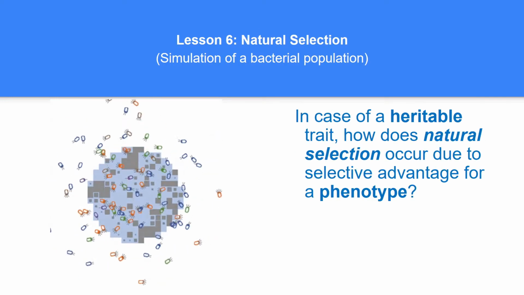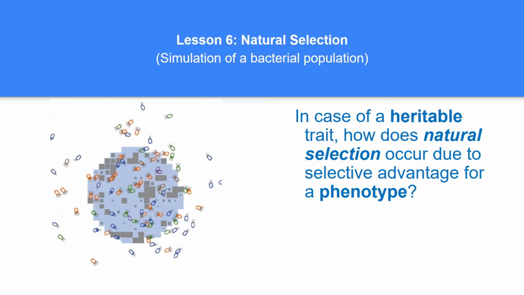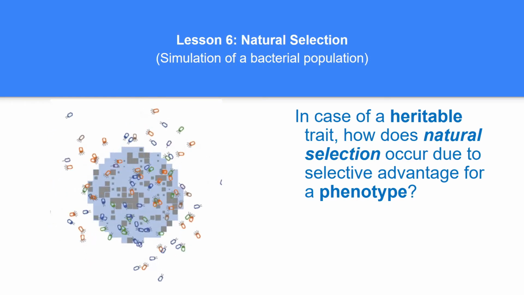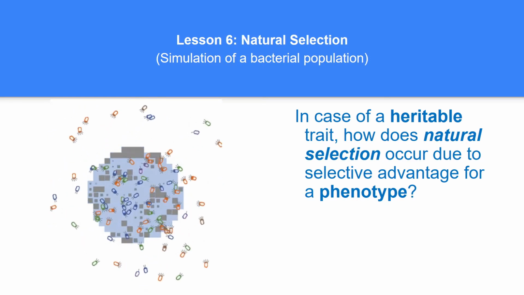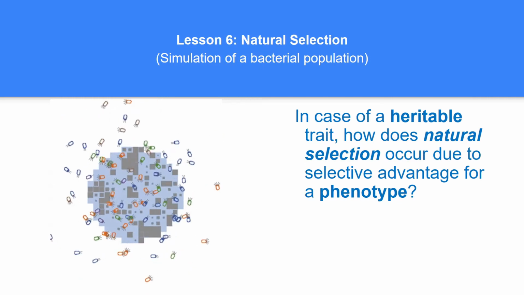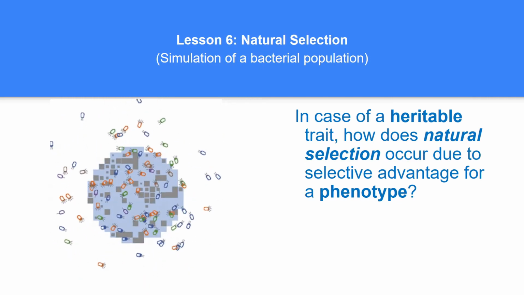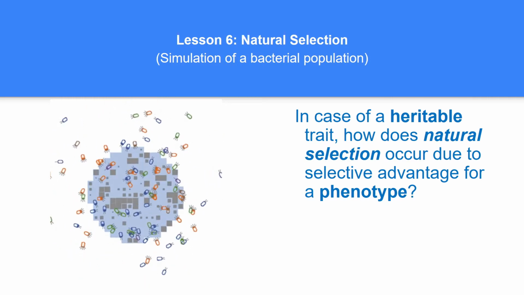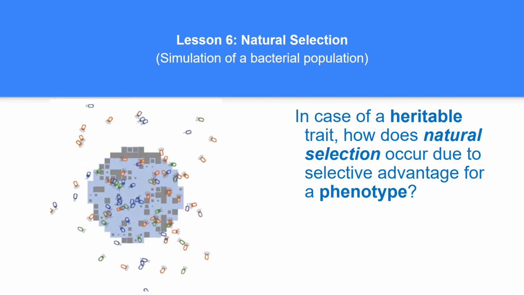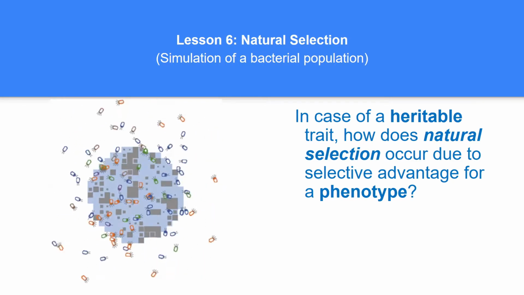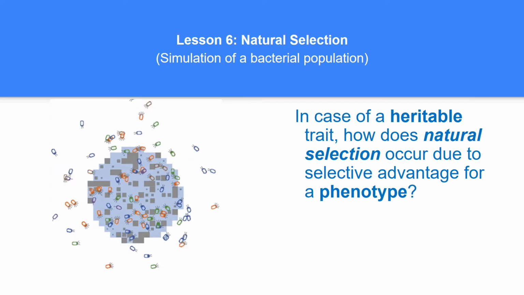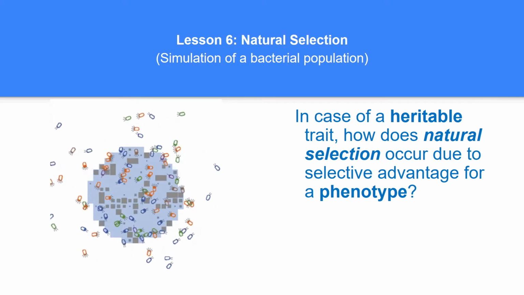Lesson 6 uses an extended version of the previous bacterial population model. Flagella now offer a variable selective advantage in the form of speed, while also having a variable cost in the form of energy usage. Students develop deeper understanding of what natural selection looks like in a population of genetically differing organisms in competition with one another.